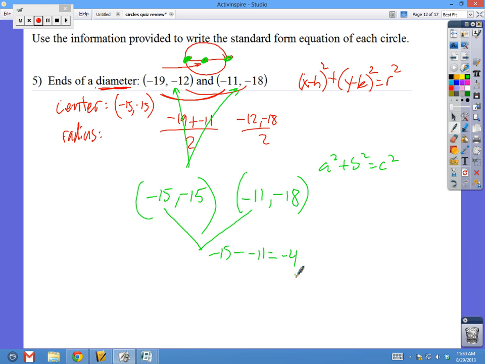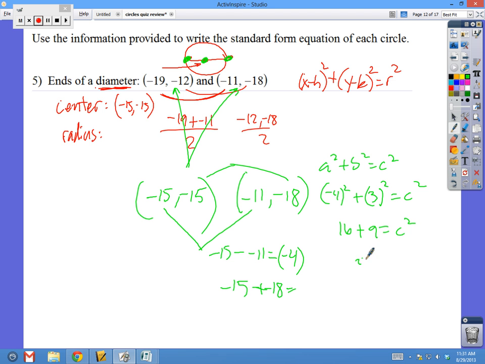−4. So that's my a. So it's going to be (−4)² plus b, the distance between your y's: −15 subtract −18, and that is going to be plus 18. So −15 plus 18, that's 3. That's my b, equals c². So I'm going to have 16 plus 9 equals c². 16 plus 9 is 25 equals c². Square root the left, square root the right. So your radius is 5.